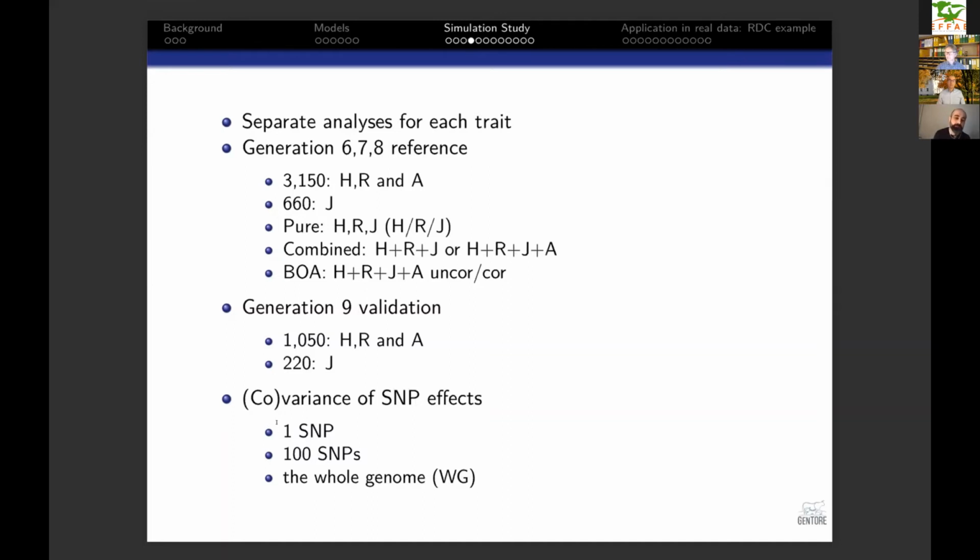And if you want to relate these methods to some existing or well-known methods, the one SNP case can be seen as an extension of a regular BayesA to a multi-breed scenario, and the whole genome can be seen as an extension of a SNP BLUP or a G-BLUP to a multi-breed scenario.